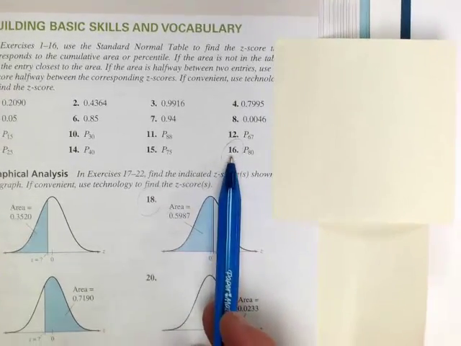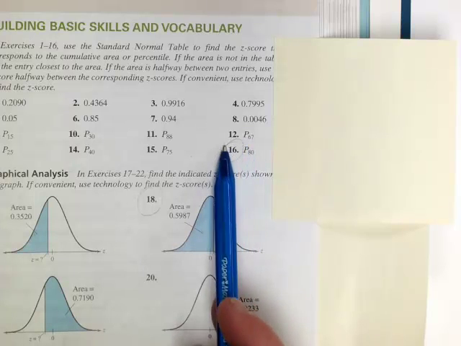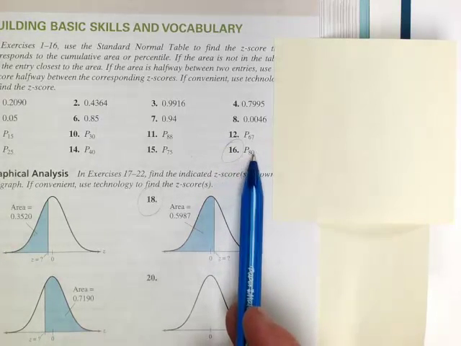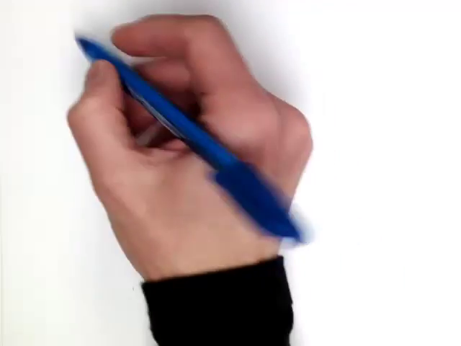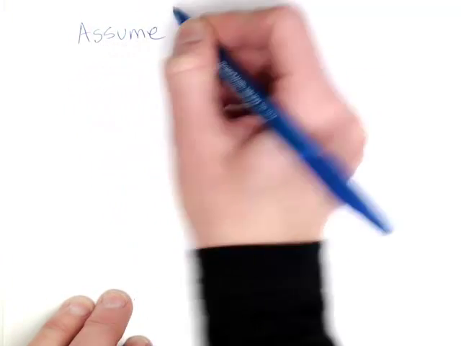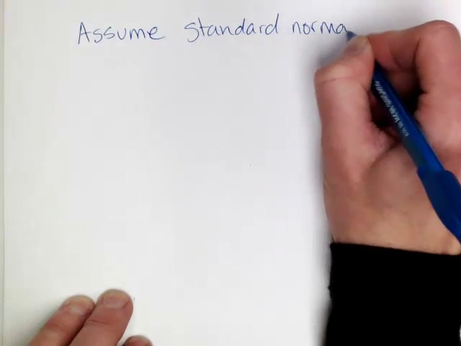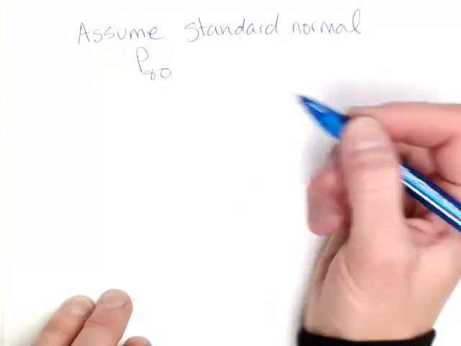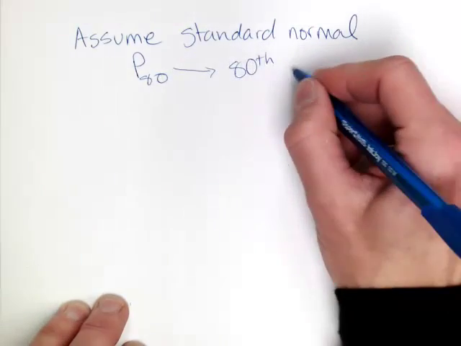Now, the instructions are to assume we're working with the standard normal table. So what they're asking for in this problem is the 80th percentile. So let's take a look at a sketch of what that means. Okay, so we're going to assume standard normal, and we want to find P sub 80. So what this translates to is the 80th percentile.